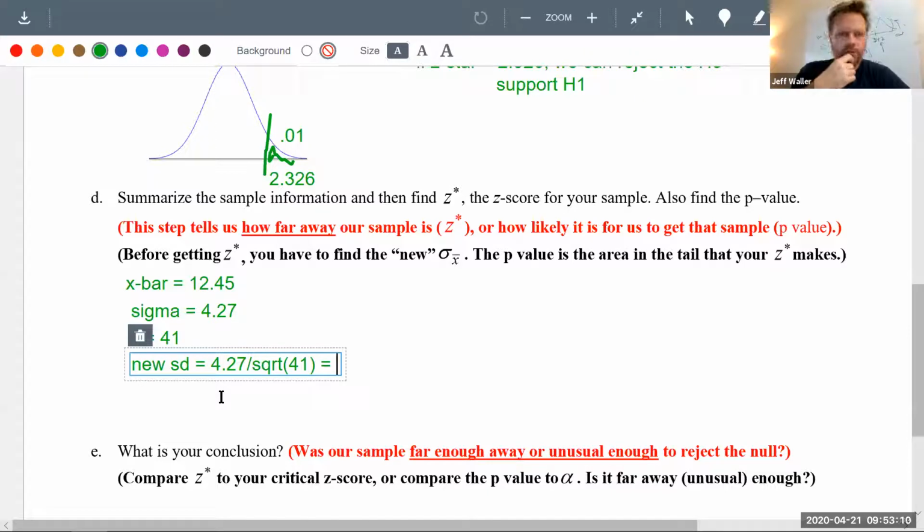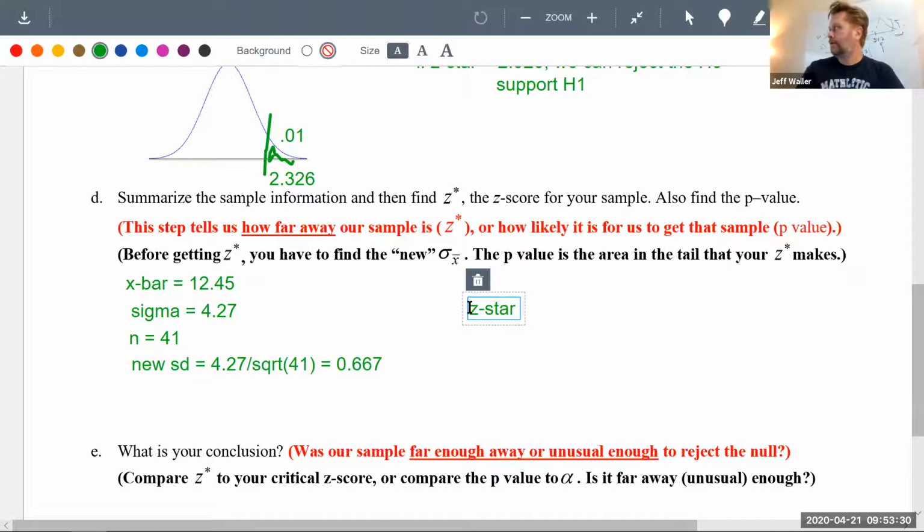That should be old news. I'm trying to find a z-score, so I got to change the standard deviation because they took a sample. And if I do that, I get 0.667. So when I do the z-score formula, my z star is the same old formula. It's going to be my data point, 12.45, minus the supposed middle, 10.15. Is that right? Yeah. Divided by the new standard deviation, 0.667.